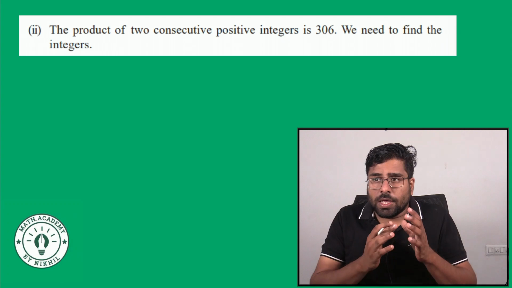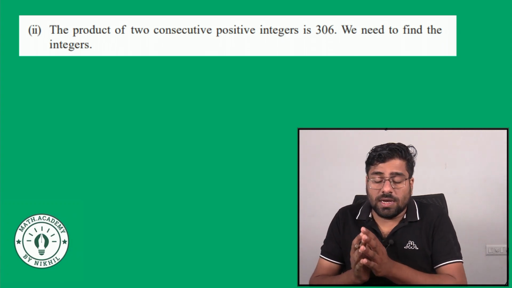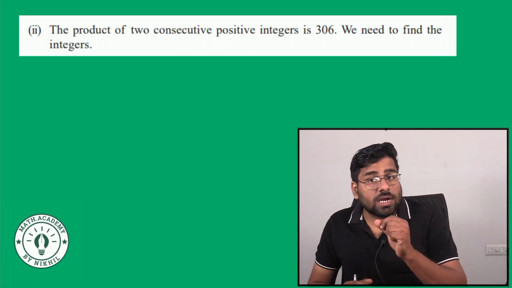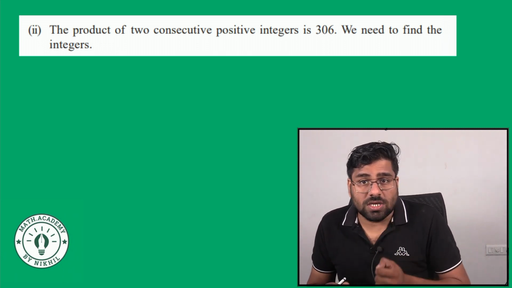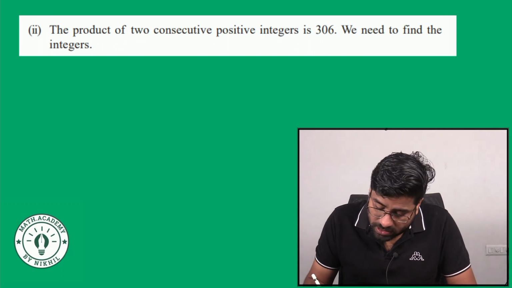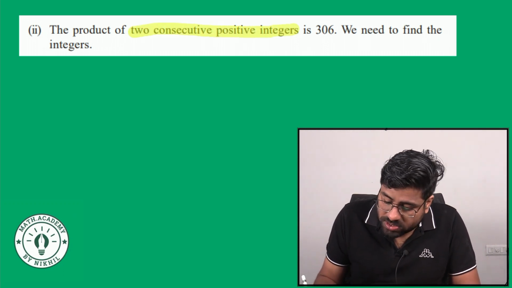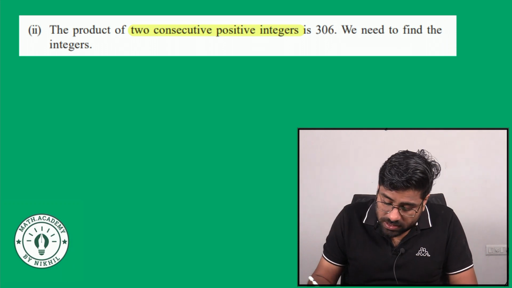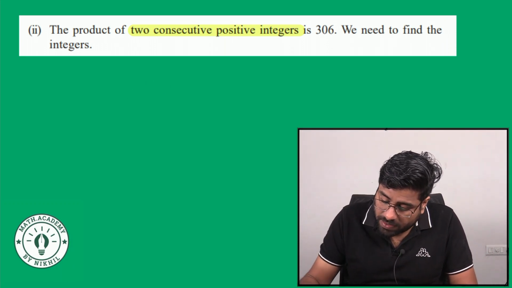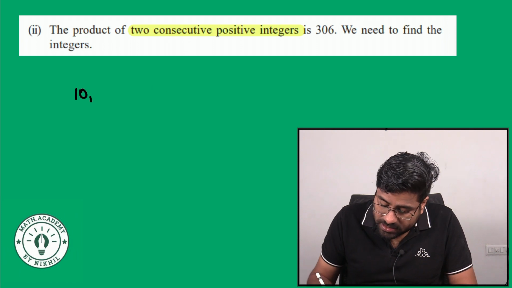This is going to be: the product of two consecutive integers is 306, and we need to find the integers. Now we should understand that we are talking about two consecutive numbers. This is a standard method that you have to study, right? When we are talking about two consecutive positive integers, if I have a number 4, the next one is going to be 5. If I have a number, say 10, the next number is going to be 11.